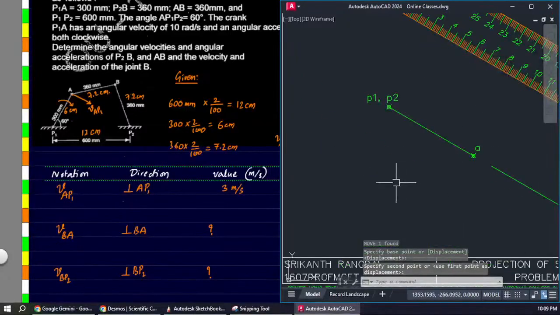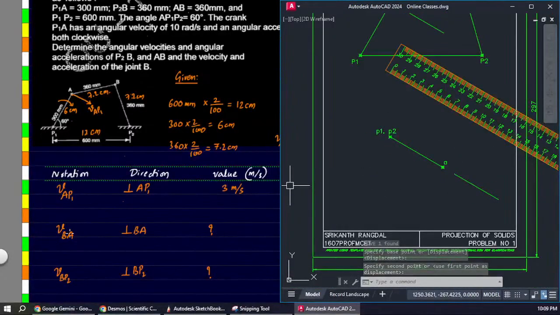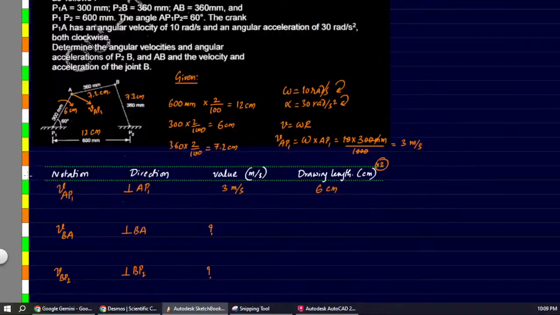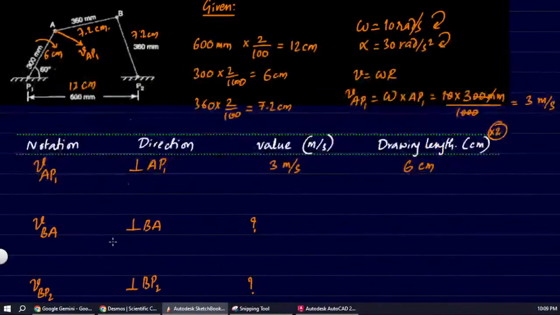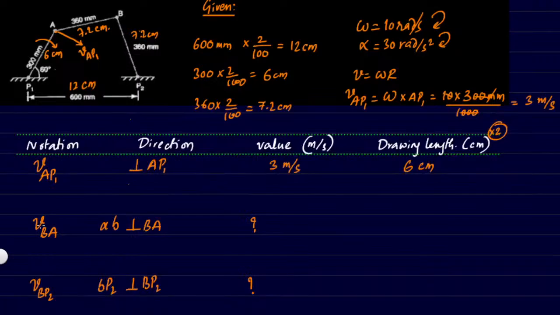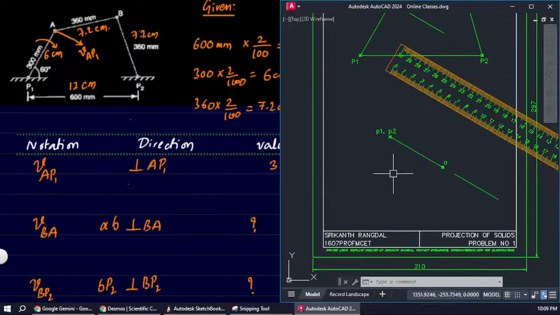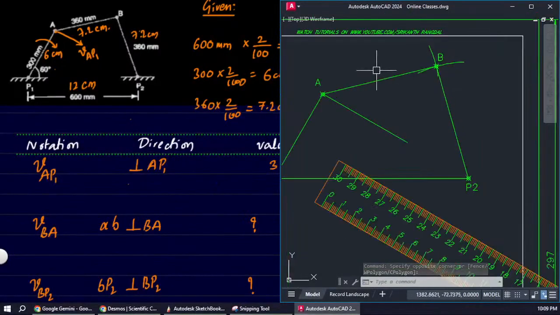Next, we have to find the point small b. For finding small b, we will have to draw a line perpendicular to BA, and small b P2 perpendicular to capital B P2. So let's come back here. Perpendicular to BA.